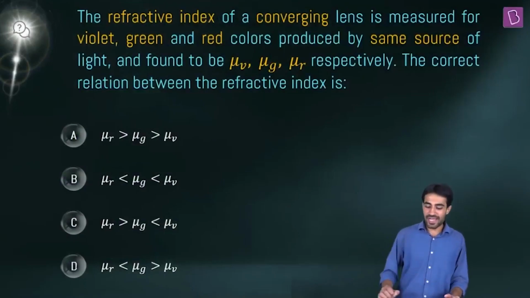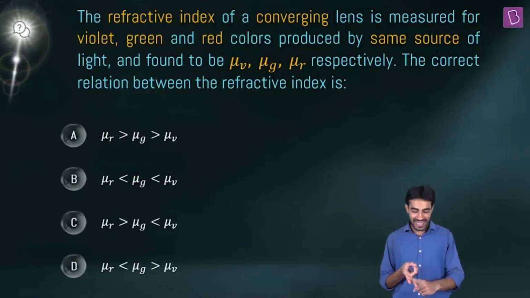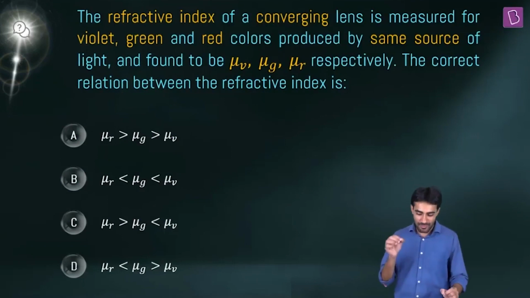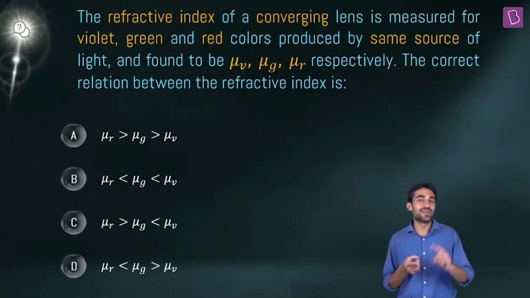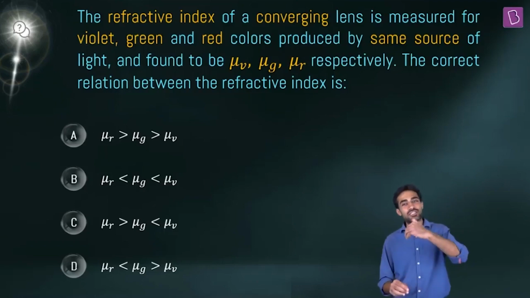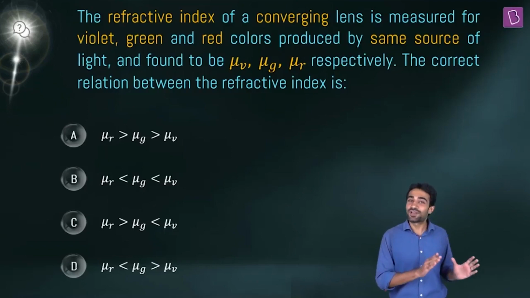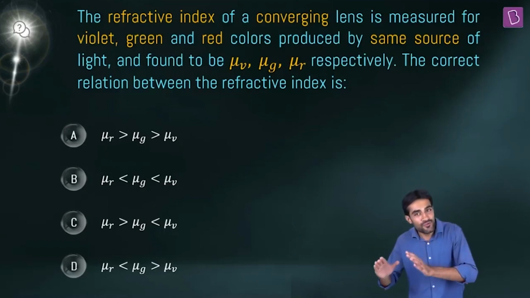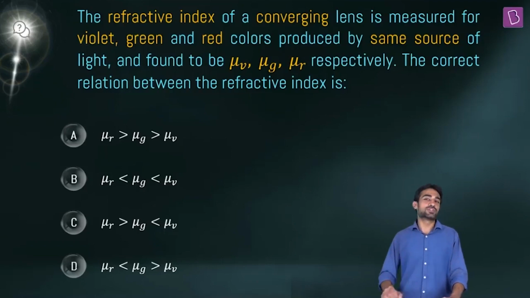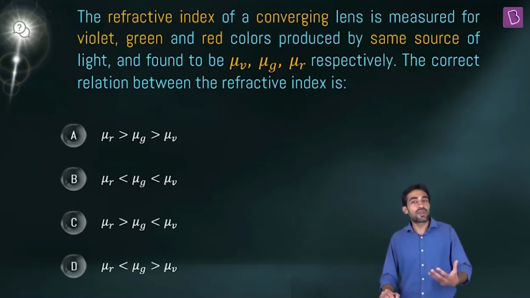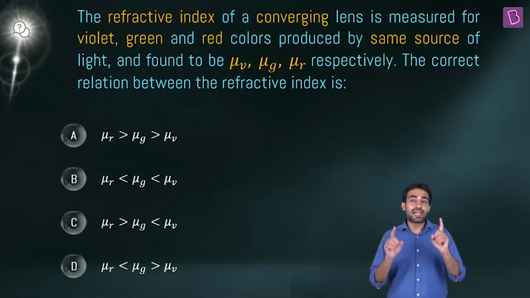The refractive index of a converging lens is measured for violet, green and red colors produced by the same source of light and found to be mu V, mu G and mu R respectively. So sweet. For different colors, we are getting different refractive indices. Wow. Now the correct relation between these refractive indices is, now we have to find the correct relation.